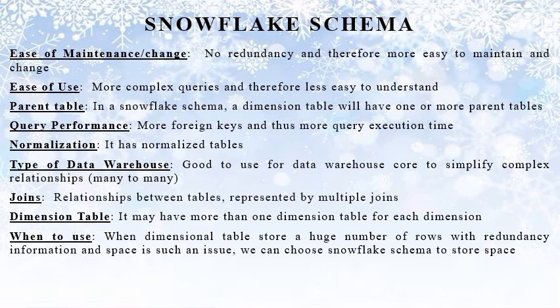The data transformation between the tables is in a many-to-many format in multiple lines. It has multiple joins which connect dimension tables and also sub-dimension tables. It has more than one dimensional table. It mainly depends on the fact table. It stores a huge number of rows with redundant data and it does not have any space issues. Therefore, it can store a Snowflake schema in a large number of rows.